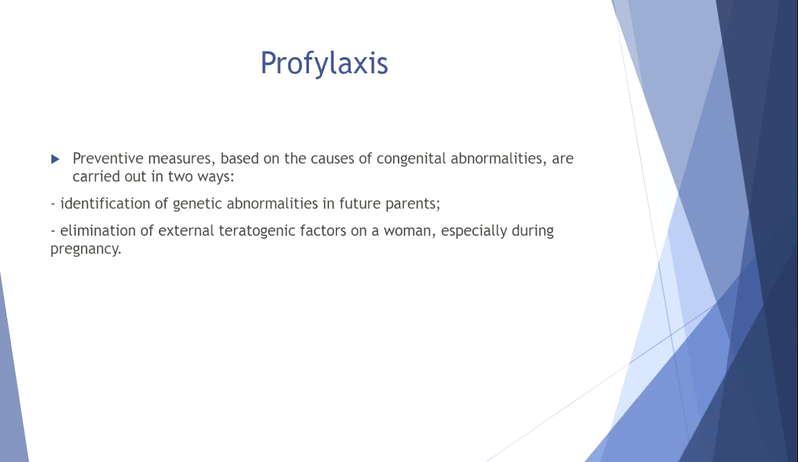Prophylaxis. Preventive measures based on the cause of congenital abnormalities are carried out in two ways. First, identification of genetic abnormalities in future parents, and second, elimination of external teratogenic factors on a woman, especially during pregnancy.